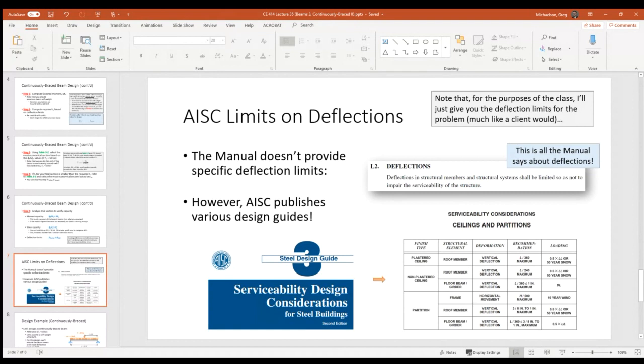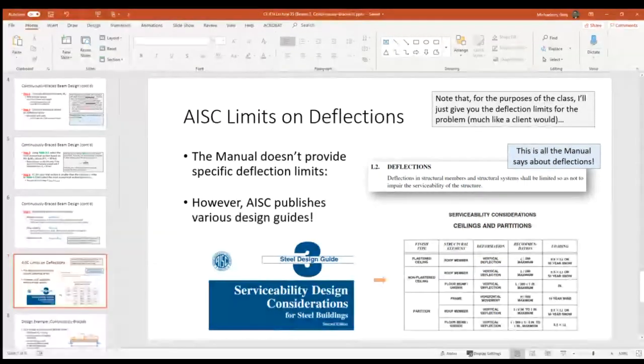Design Guide 3 is the design guide for serviceability considerations for buildings, and it has a whole host of tables on if you're looking at ceilings and partitions, if you're looking at roof members, cladding, components, and there's all these tables of deflection limits that you ought to consider. I just want you to be aware of it.